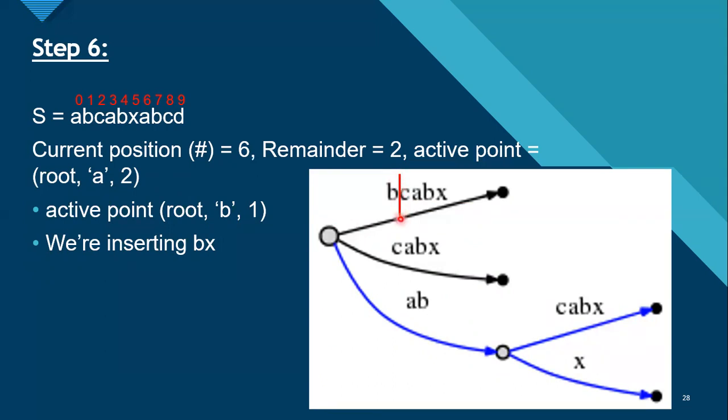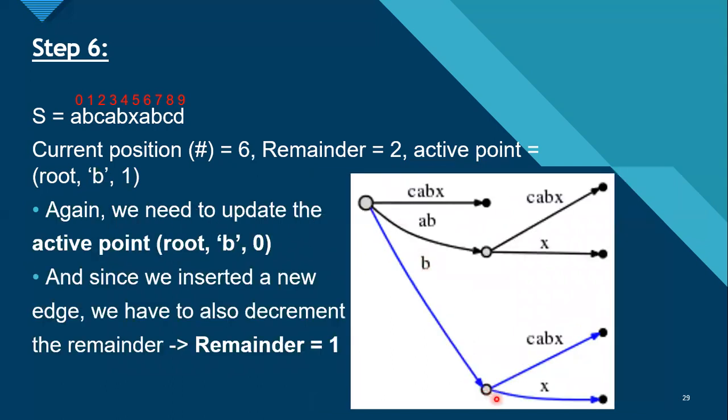So we will go to this position and we will check whether x is already present or not. If it was present, we would just end the current step. We would have left the whole tree as it is, but x is not present. So now again, we will insert x by first splitting this edge and inserting an internal node in which the internal node will point to the new suffix x and also to the existing set of characters cabx.